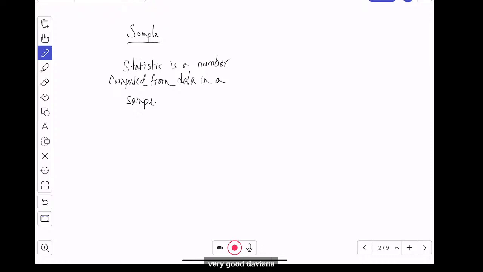Very good, Daviana. So a statistic is a number computed from data in a sample. And what is its intention? That's the whole thing. Why do we do this? Well, because we believe there's a population of data out there that our sample aims to represent. And that population has characteristics.